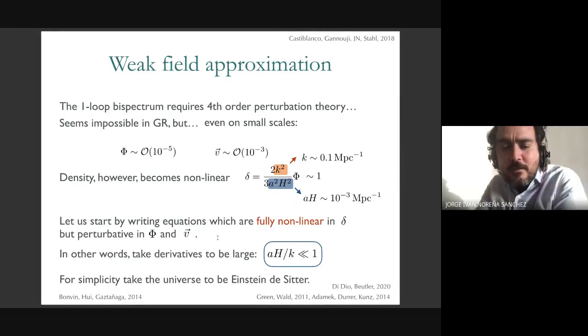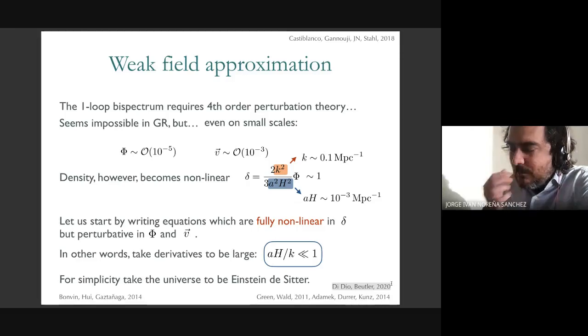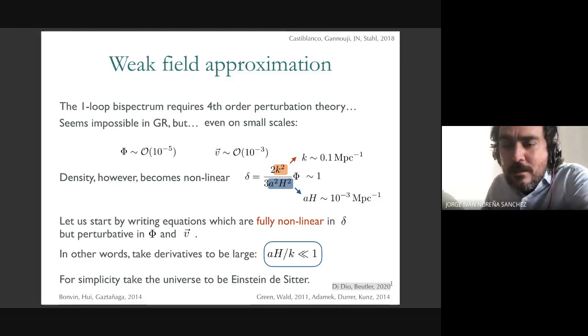And for simplicity, we take the universe to be approximately Einstein-de Sitter. And of course, other groups have also done analytical calculations in this approach. So after our papers, Di Dio and Beutler put out a work where they work along the same lines, but they do it for the power spectrum. However, since they are going to a lower order in perturbation theory, they managed to include the photon propagation, which we haven't done yet.